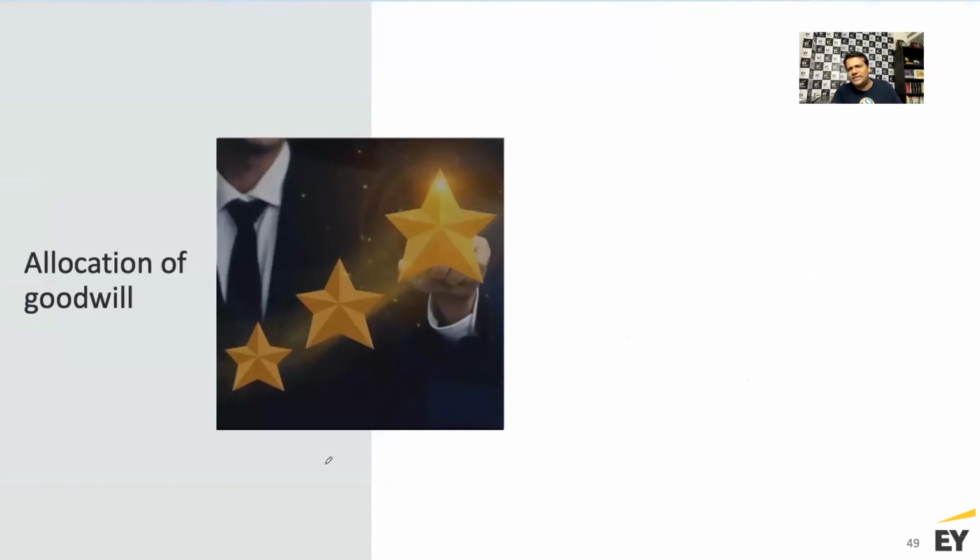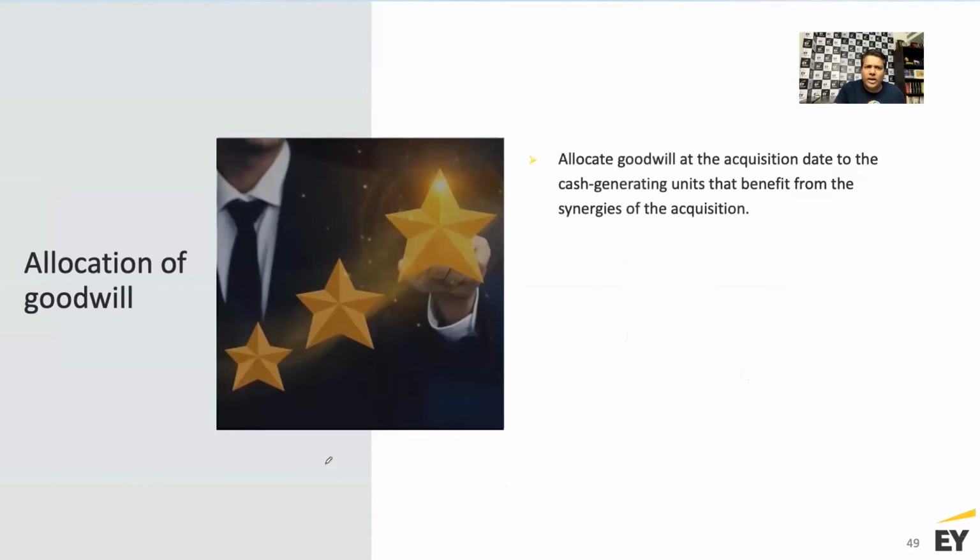So we'll try and understand this again with the help of an example in terms of allocation of goodwill. When you look at goodwill, allocate goodwill at the acquisition date to the cash generating units that benefit from the synergy.